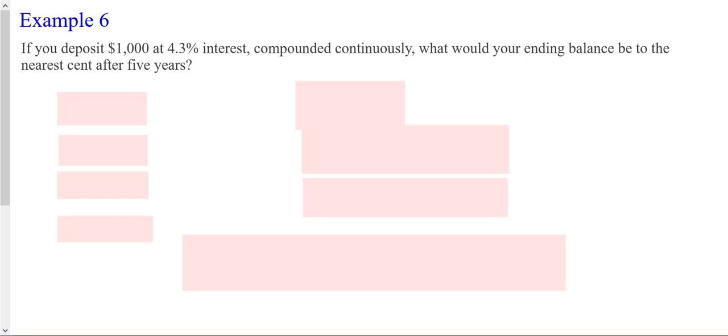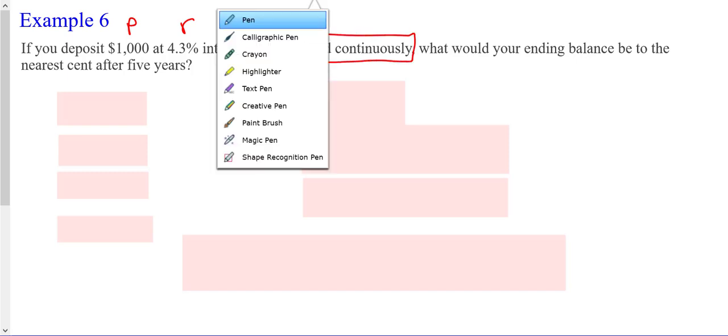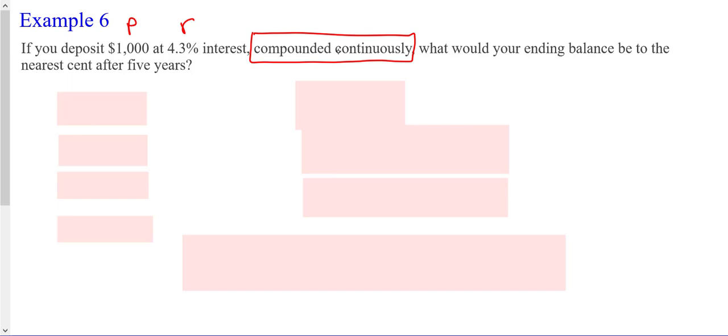So let's look at this example. If you deposit $1,000, that's our principal amount at a 4.3% interest, that's our rate. Now this is where you have to focus in. It's compounded, but they are saying continuously. That word continuously with compounded tells us that we need to use the continuous compounded formula.